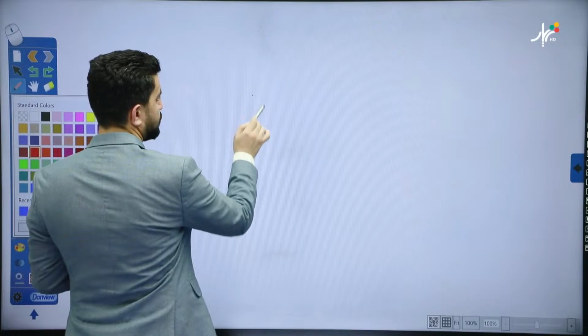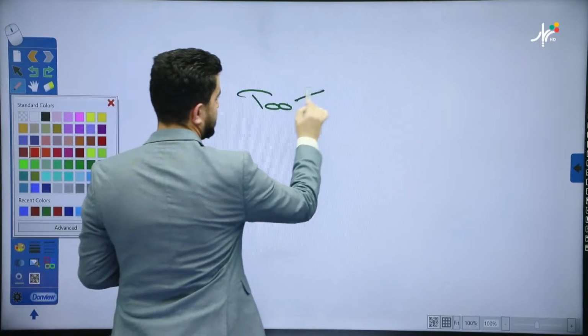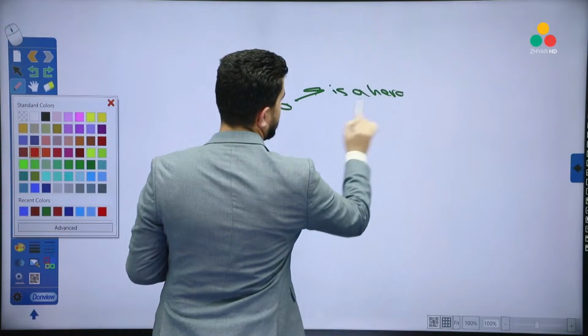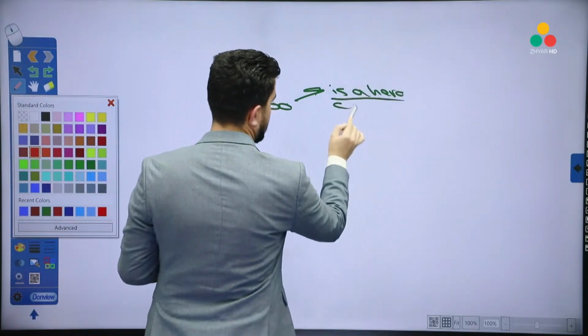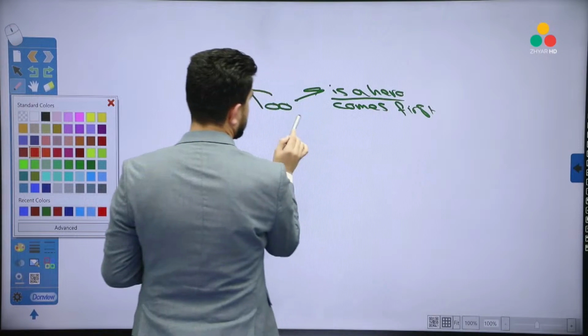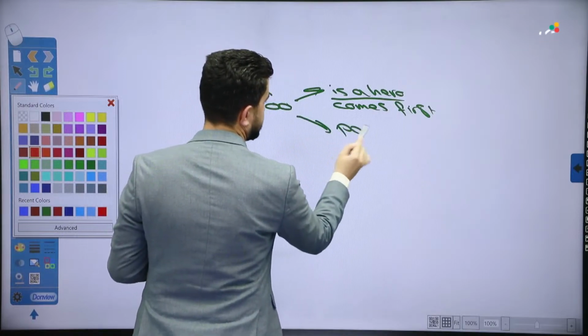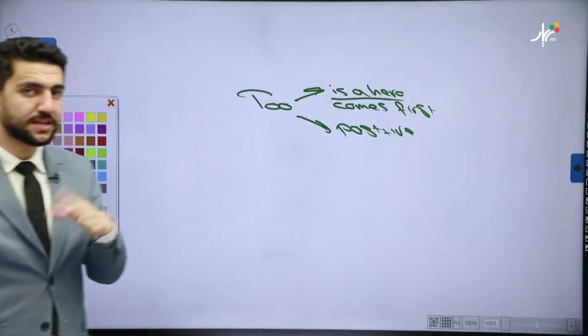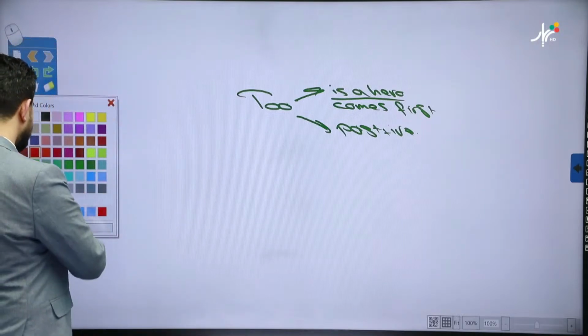First of all, to, don't forget, to is a hero. What do you mean hero? Comes first. To has to be positive. It has a negative meaning, but the sentence has to be positive.